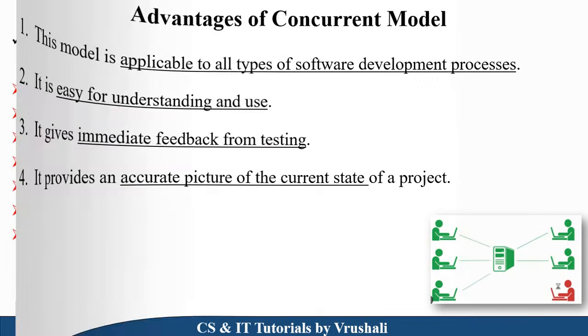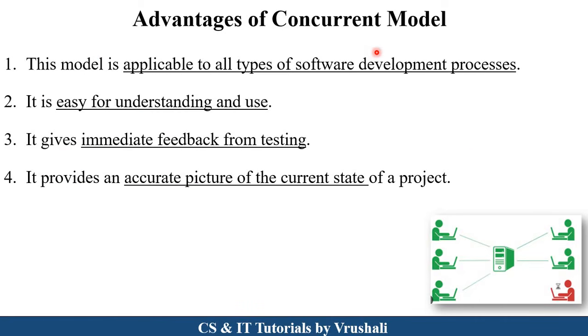Next. Now the advantages of the concurrent model. The important advantage is that it is applicable to all types of software development processes. It is very easy to understand and use because it displays the state of each and every activity. It gives immediate feedback from testing. There is a special state where the customer's feedback is collected. Now it provides an accurate picture of the current state of the project. It displays which activity has been performed, right?